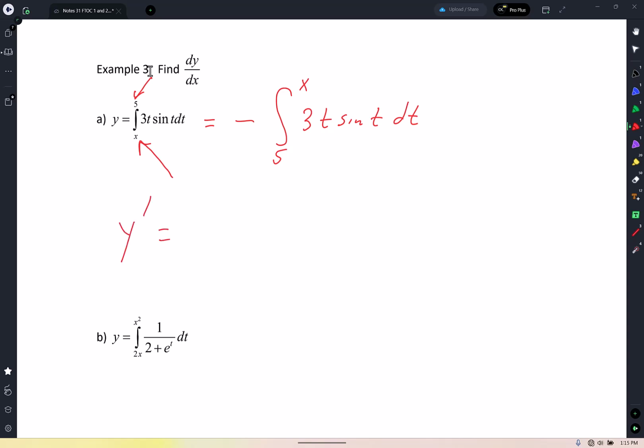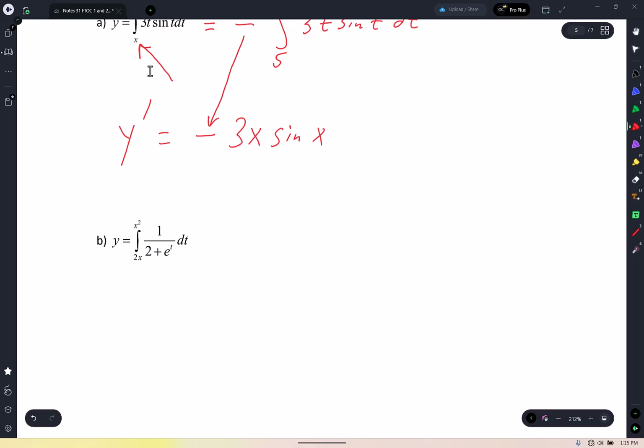Here we go. y prime equals negative. That negative is that negative. 3, and then instead of writing t, I'm going to write x sine x. There it is. You took the derivative of that integrand. Done.